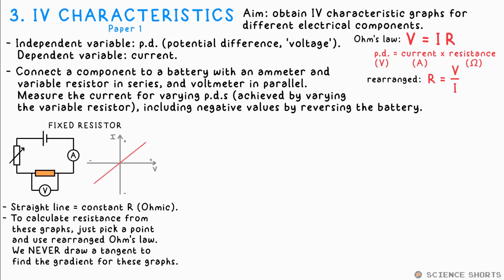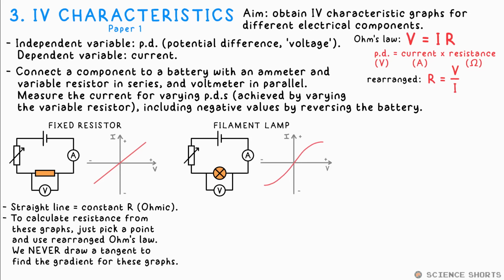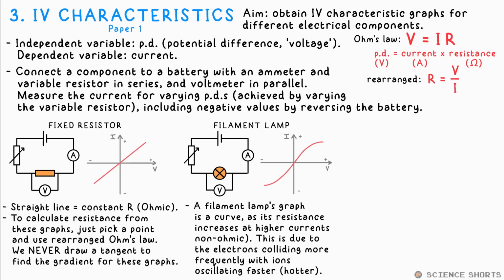The component is ohmic. Do this with a filament bulb and the graph will be a curve. The current won't increase as much at higher PDs. This is because the resistance increases with higher current. It's non-ohmic. Hopefully you know this is because the temperature increases with a higher current. In a metal, the ions oscillate more, increasing the frequency at which electrons collide with them, making it harder for them to flow.